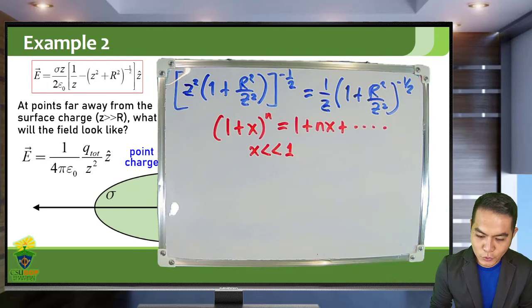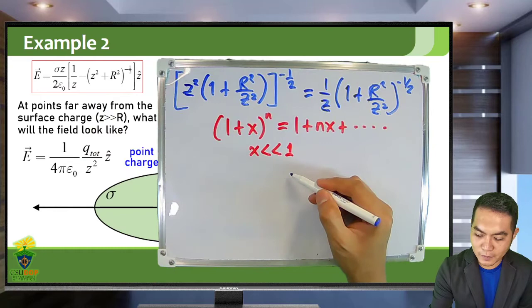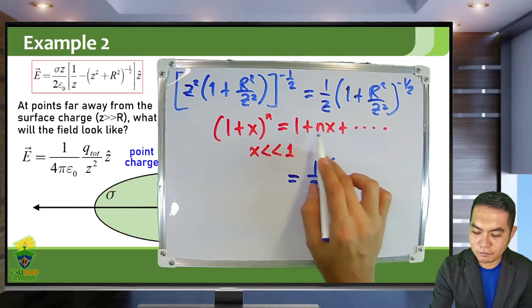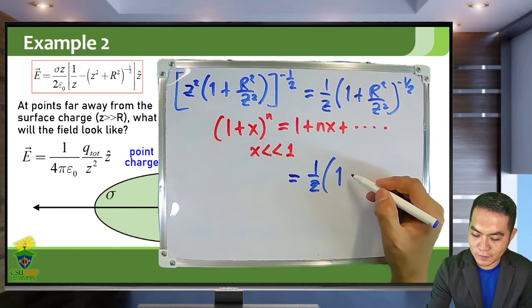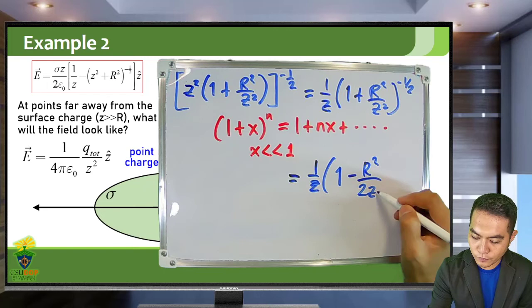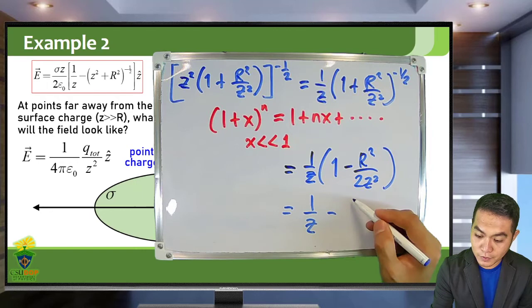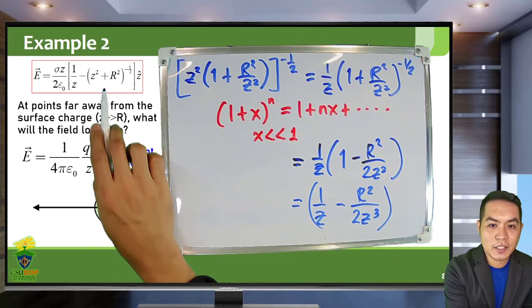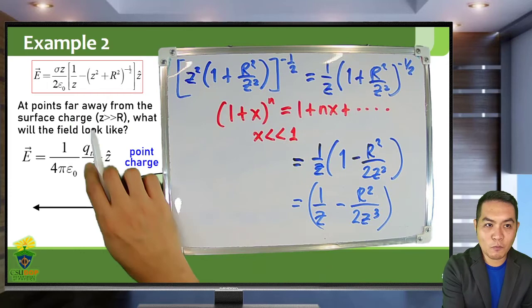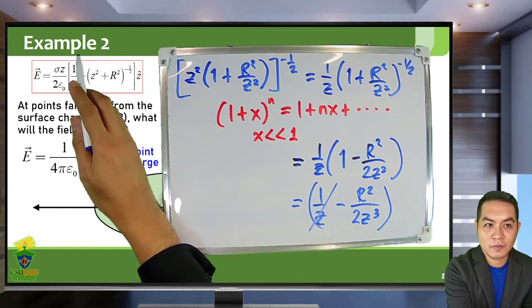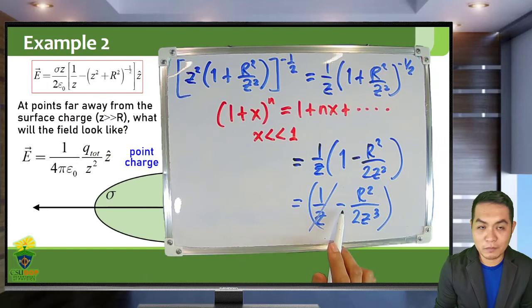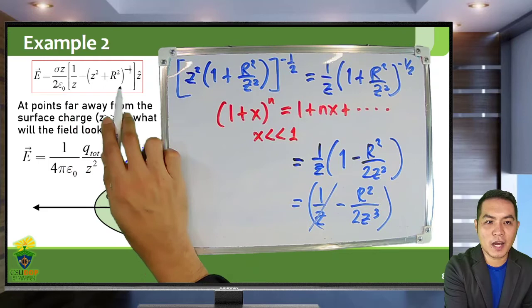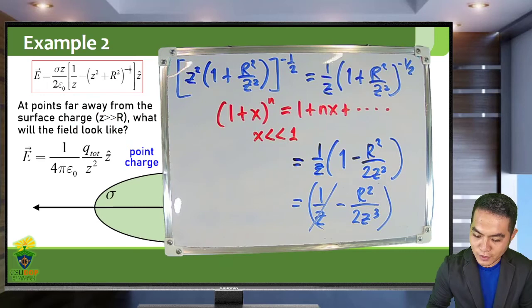So using binomial expansion, the second term here will become like this. So 1 over z, and we expand only up to the first two terms. Your n here is negative 1/2. So you have negative 1/2 times r squared over z squared, so negative r squared over 2 z squared. So it will become 1 over z minus r squared over 2 z cubed. So you have 1 over z minus this one, so the 1 over z will cancel out, and what are left with, minus negative, so it becomes a plus r squared over 2 z squared. So this term here in the square bracket just becomes r squared over 2 z cubed.